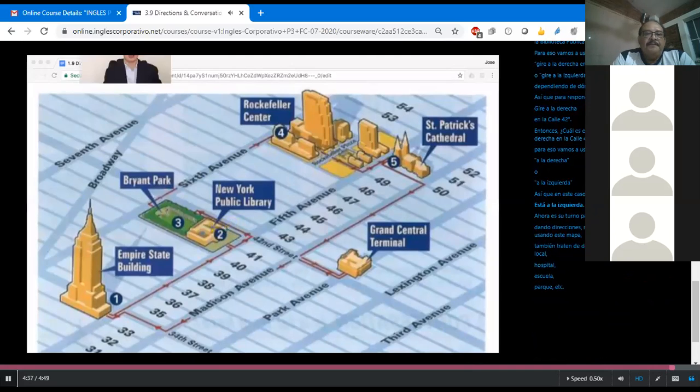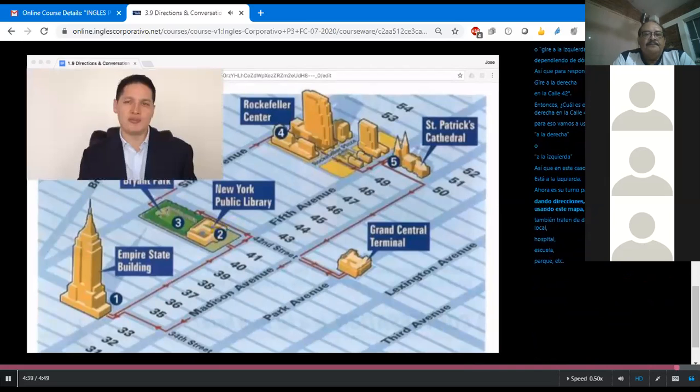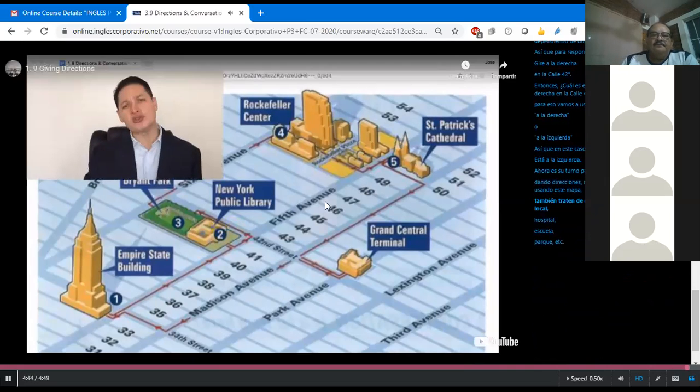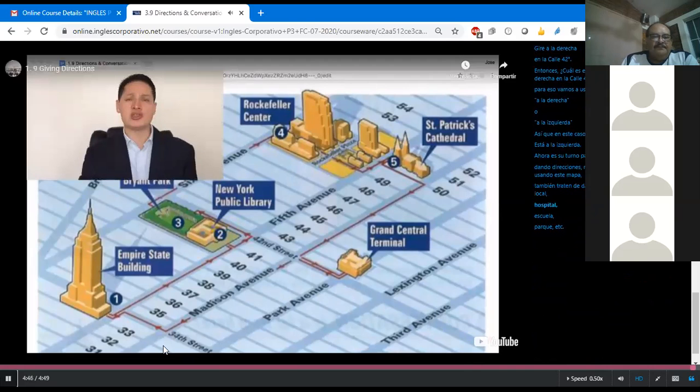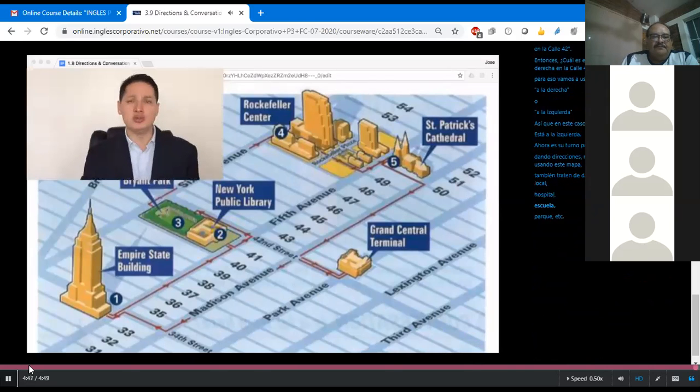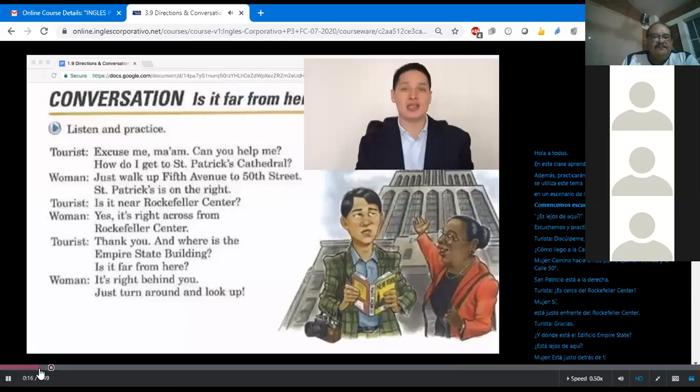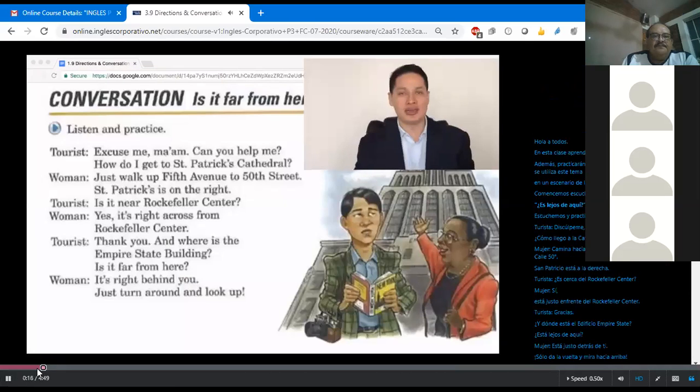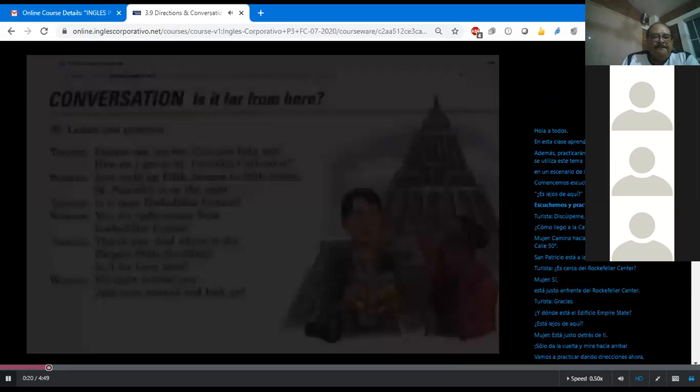Now it's your turn to practice. I would like for you to give directions using this map. Also, try to give directions to your local supermarket, hospital, school, park, etc. Is it far from here? Let's listen and practice.